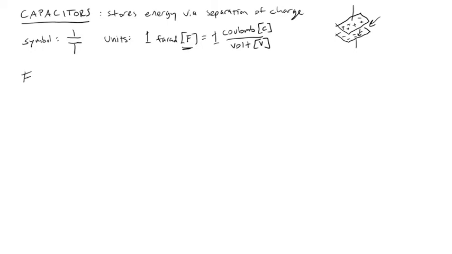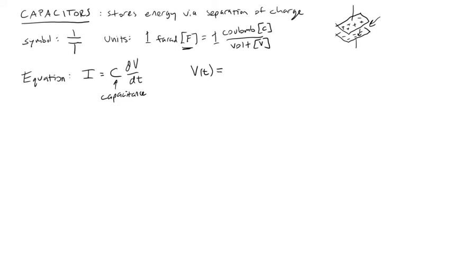The equation that governs how a capacitor behaves is i, current, equals C, so C is our capacitance in farads. Be careful not to get that mixed up with C, the unit coulombs. So in this equation, C is capacitance in farads, times dV/dt. We can also write that in integral form.